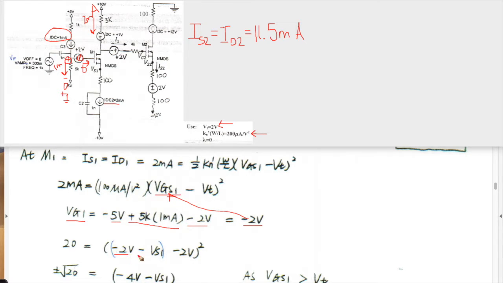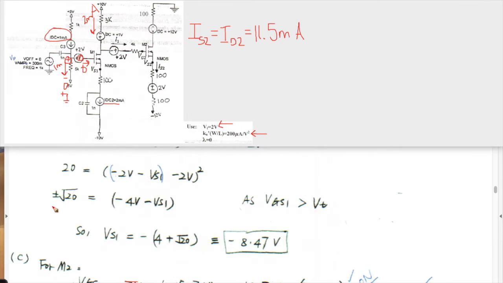So that gives us -2, which we can plug back in for the VGS1. And so we get -2 minus VS1. And then we can take the square root of both sides of this. And this squared underneath it gets rid of this side as square root. So this is plus or minus square root of 20. And then we have -2 minus 2 is -4, and then a minus VS1. So this plus and minus is going to give us 2 answers. Again, the one we need is the one where VGS1 will be greater than VT. So in this case, it will be the plus square root of 20. And so that gives us a minus 8.47 volts for VS1.